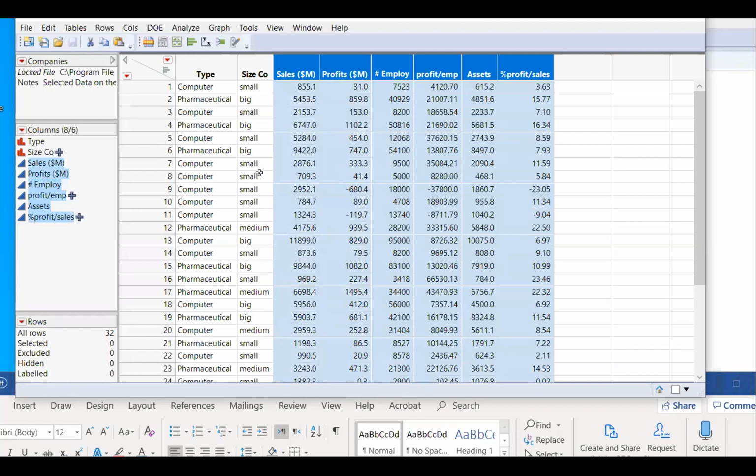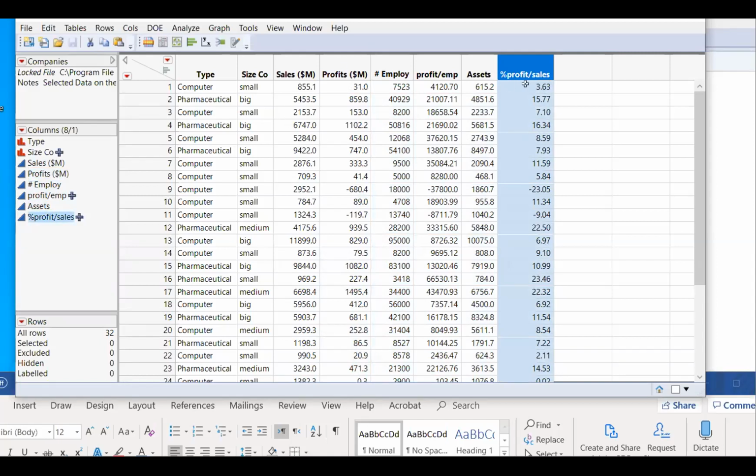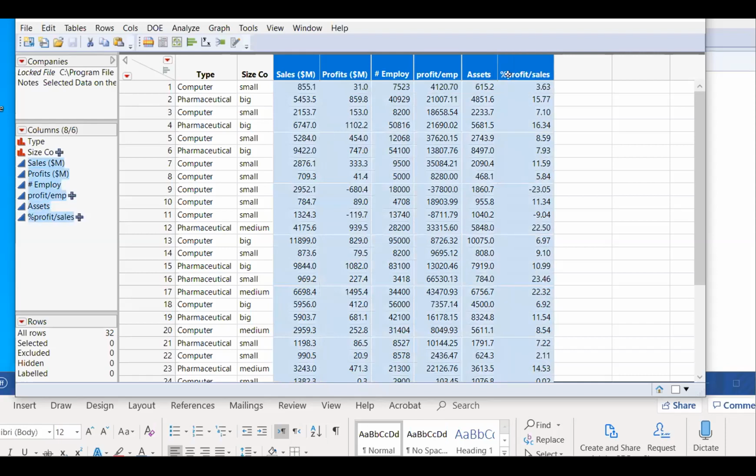So if I want to analyze profit being affected by sales, number of employees, assets, and profit per sale, what analysis do I run? Multiple regression, because I have multiple continuous IVs and one continuous DV. As simple as that. And then you know the rest: you start putting all those X's down there. Let me do it and show you.